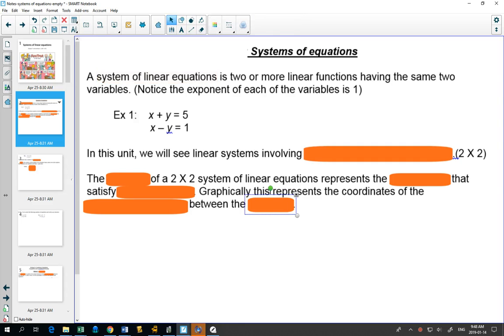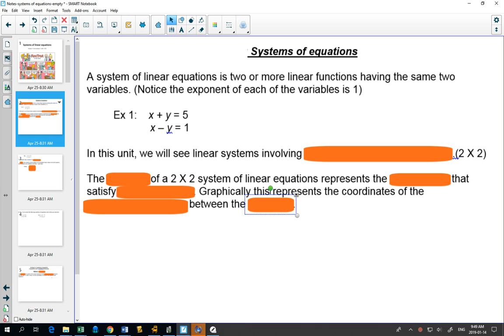A system of linear equations is when you have two or more linear functions that have the same two variables. So in both cases, we could change them to y equals mx plus b, and then you could graph them. What we're looking for is the point that's on both of the graphs.